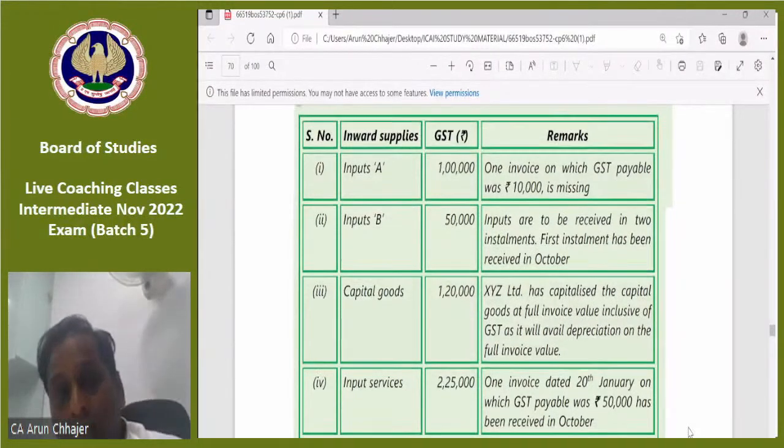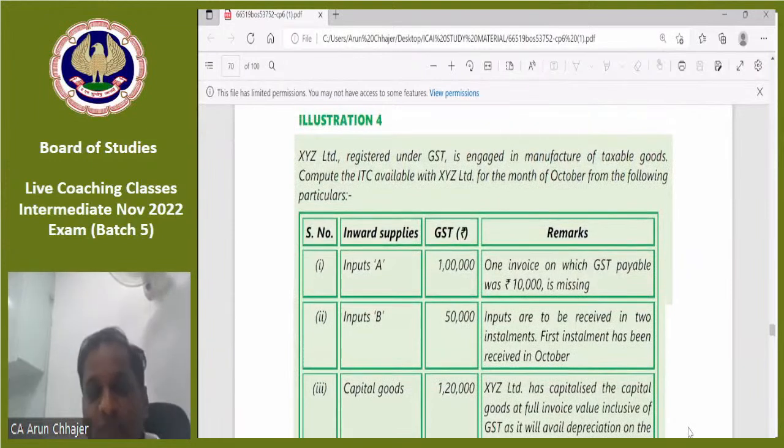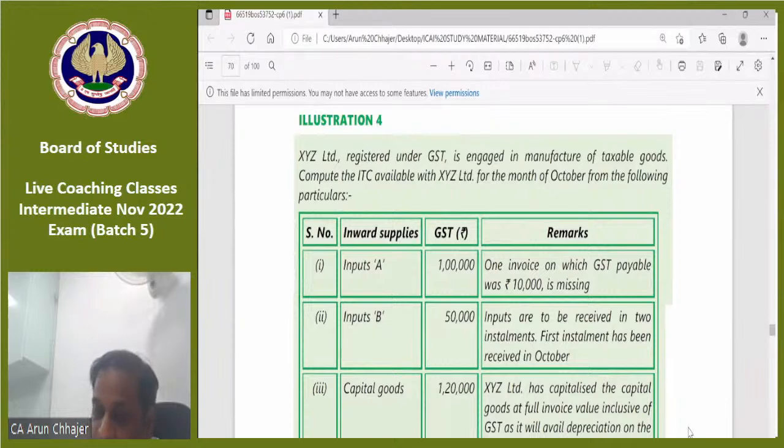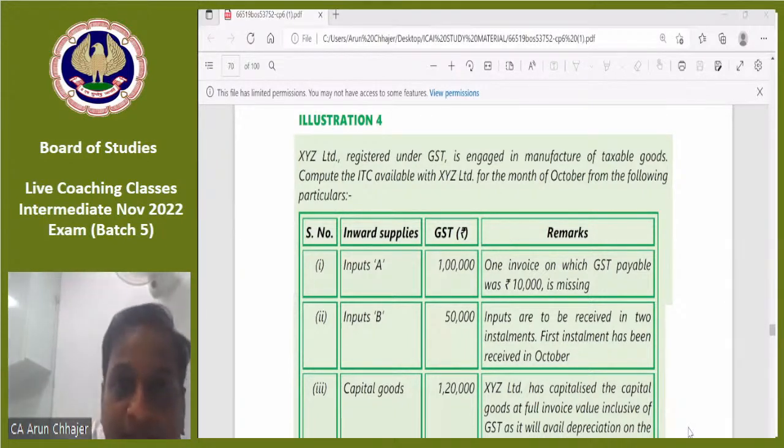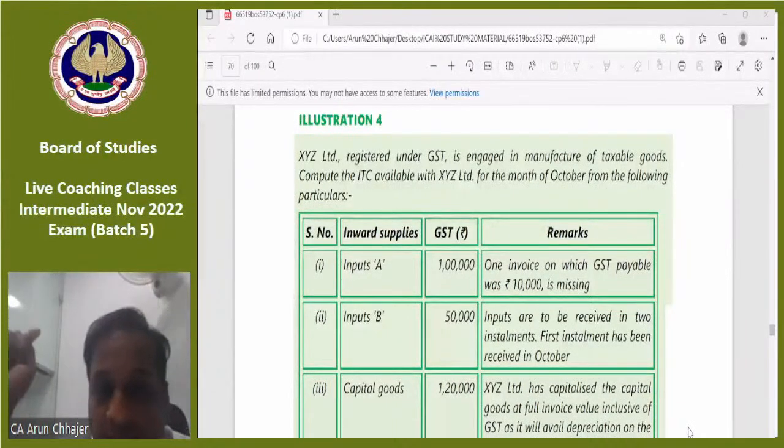Now tell me, point number 1, whether ITC would be available for 1 lakh or 90,000 or 1,10,000. Give me the answer. ITC would be available for 1,90,000 or 1,10,000 or what? Please tell me. Will the ITC be available on 1,90,000?